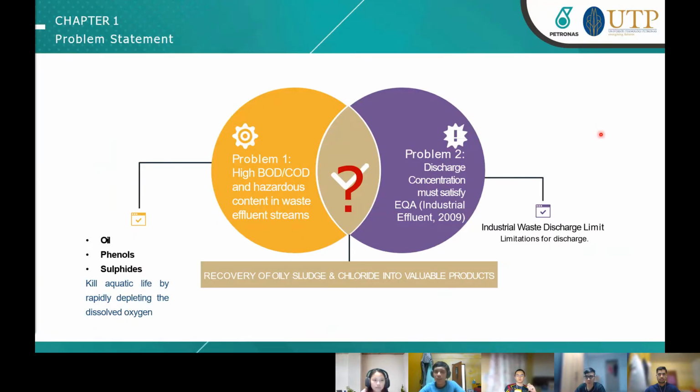For our case study, we were given 3 types of industrial effluent, which are oily water, oily surface water, and ballast water. These effluents contain high amounts of BOD and COD due to the presence of oil, phenols, and sulfides, which can kill aquatic life by rapidly depleting the dissolved oxygen inside the water. Furthermore, the discharged material must also satisfy the limits stated in the Malaysia Environmental Quality (Sewage and Industrial Effluents) Regulations 2009. Other than the environmental impact and regulation requirement, the recovery of oily sludge and chloride from the industrial effluent can also be profitable by converting them into valuable products.